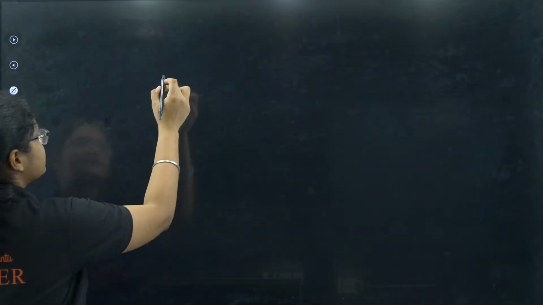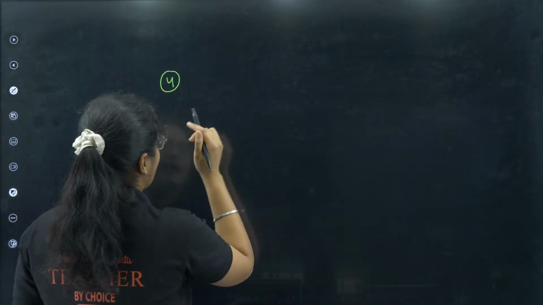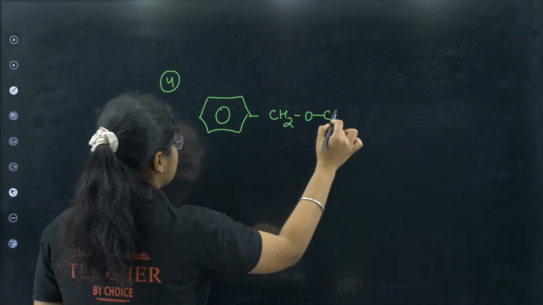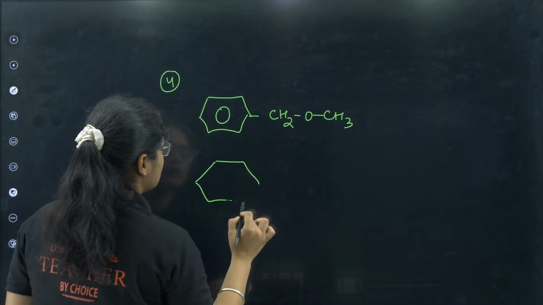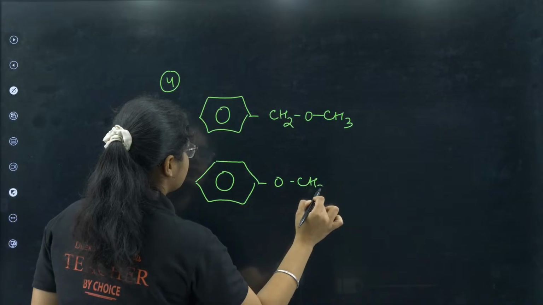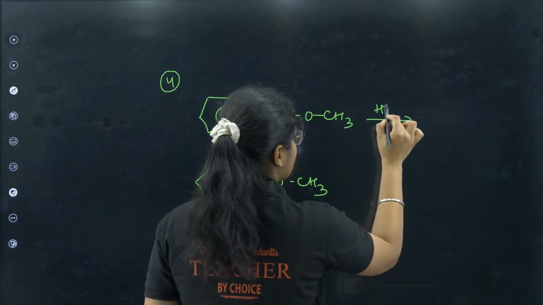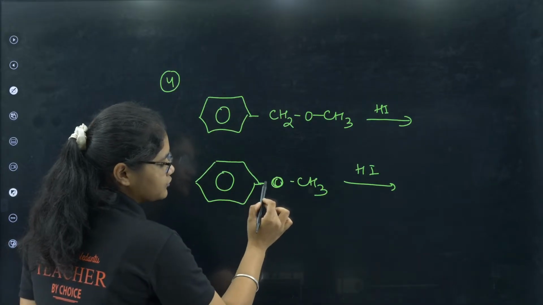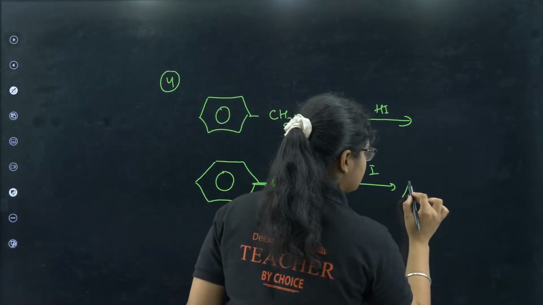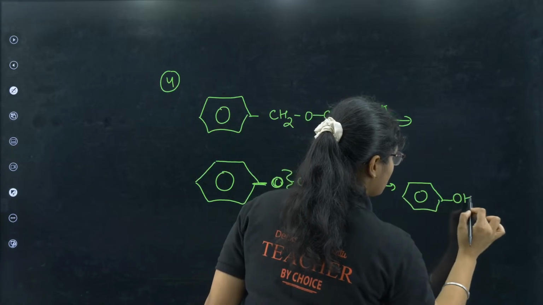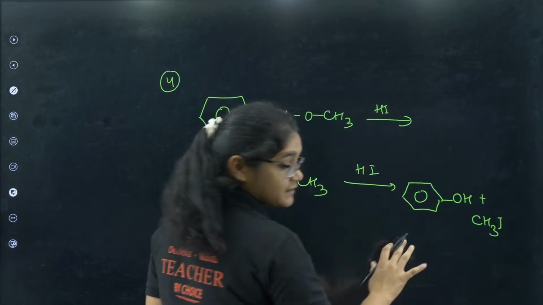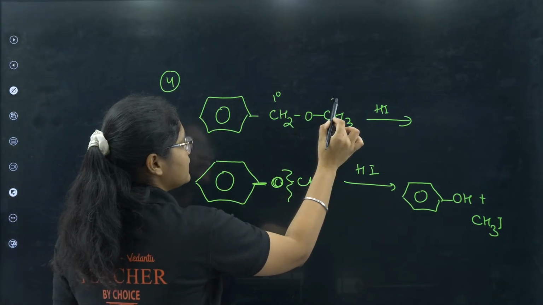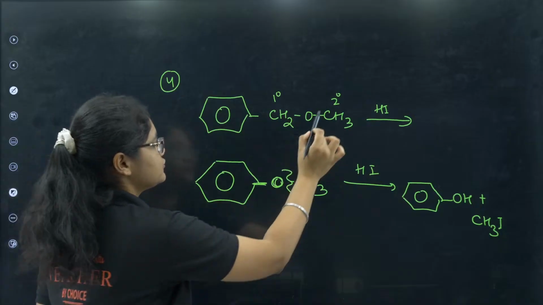One more case is there, the fourth one. There is a difference. You are treating this one with HI and this one you are treating with HI. Now if O is attached to the benzene ring, then directly the first product I will get is phenol, definitely. Here no doubt, right? But here in this type of condition, you can see this is also primary, this is also primary.